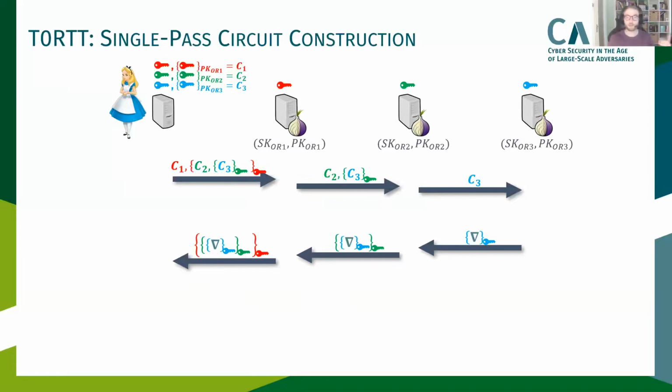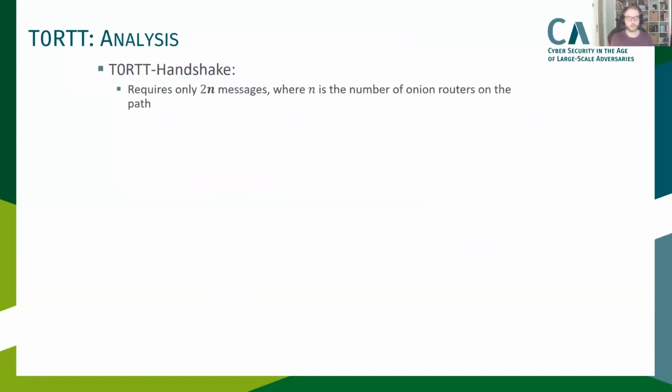To achieve forward secrecy, each onion router on the path punctures its secret key immediately after receiving a ciphertext, and a new secret key replaces the old secret key. And this has to be done for each onion router on the path. So what we get is the first single pass circuit construction protocol, which achieves forward secrecy immediately after the circuit construction. And our protocol needs only 2 times n messages to achieve this.